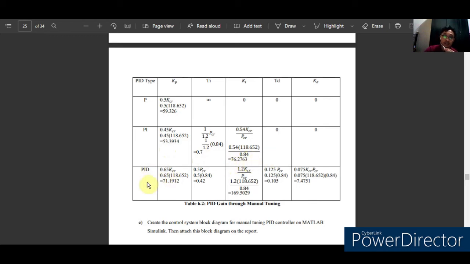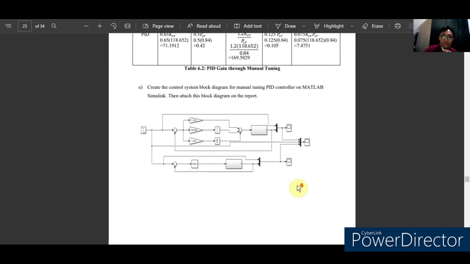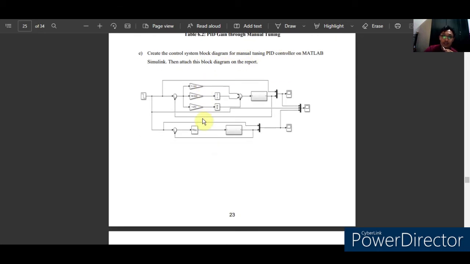So the last one is PID. For the PID gain through manual tuning, we get for K 71.1912, TI 0.42, KI 169.50029, TD we get 0.105, and the last one is KD 7.4751. And then after that, we need to combine it. We need to do the block diagram of manual tuning PID on MATLAB simulation.